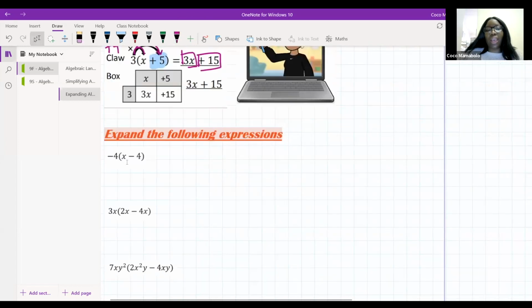So let's look at the following examples here, starting with that very first one that I was just talking about. It says here, expand the following expressions. In your test or exam, it will say something.